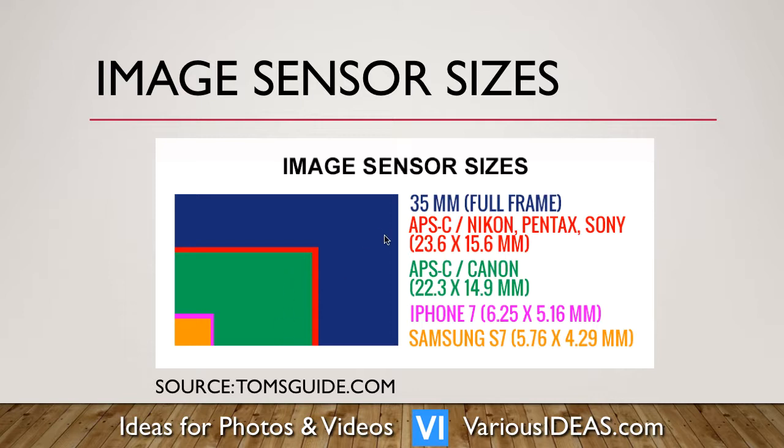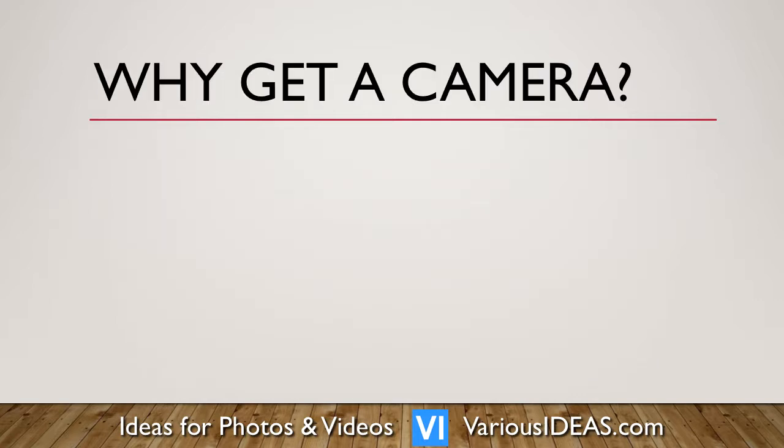And the professionals normally like to say to use the full frame. If you compare the size of the sensor to the phone, you can see the sensor size is bigger, and when you have a bigger sensor size, you have an advantage in certain things. So let me share with you why professionals always use full frame or APS-C cameras most of the time, or maybe micro four thirds. So why get a camera in the first place?